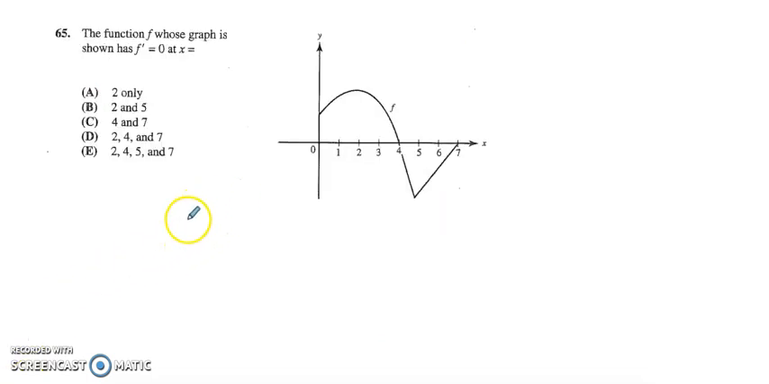65. This is the function f. And let's see, the function f whose graph is shown has f prime equals 0. So where is f prime equals 0? F prime will be 0 where the function has a horizontal tangent line. So that is only at 2.